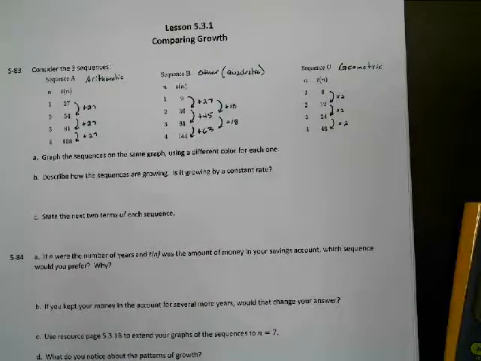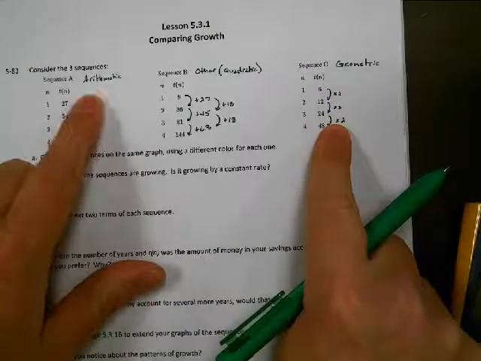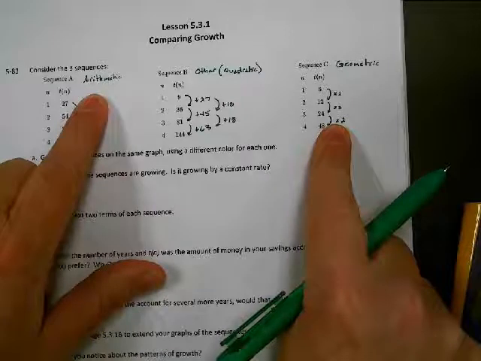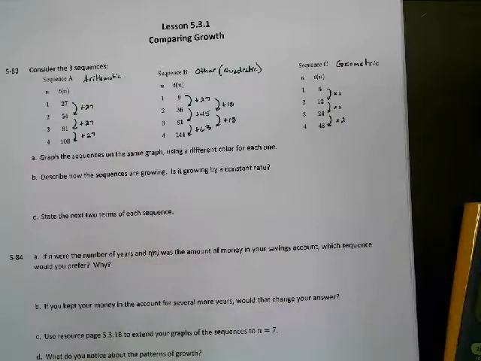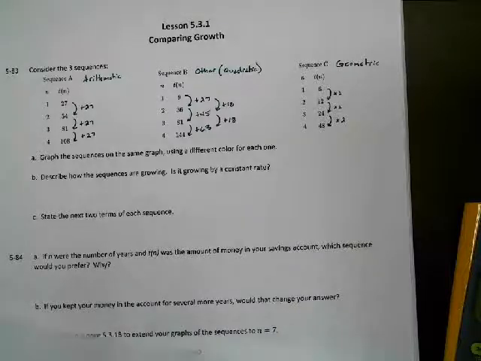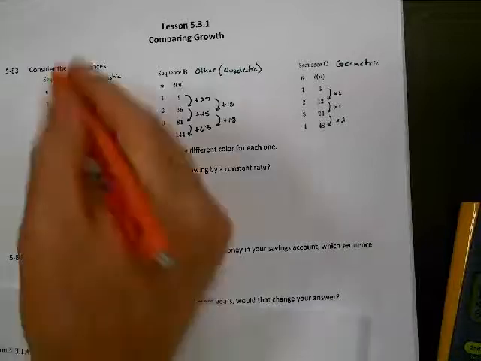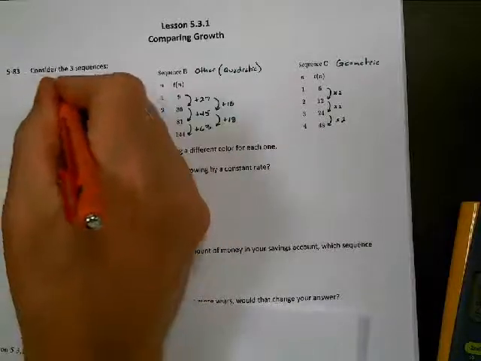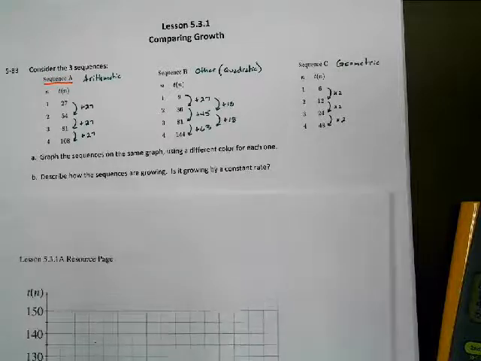Now I'm going to graph them. We should know what these graphs would look like because arithmetic, we know that they make linear graphs. Geometric makes curves, exponential graphs. So we're going to graph each of them in a different color. All right, so sequence A, I'm going to make in my favorite orange color here. Okay, so sequence A is going to be in orange.